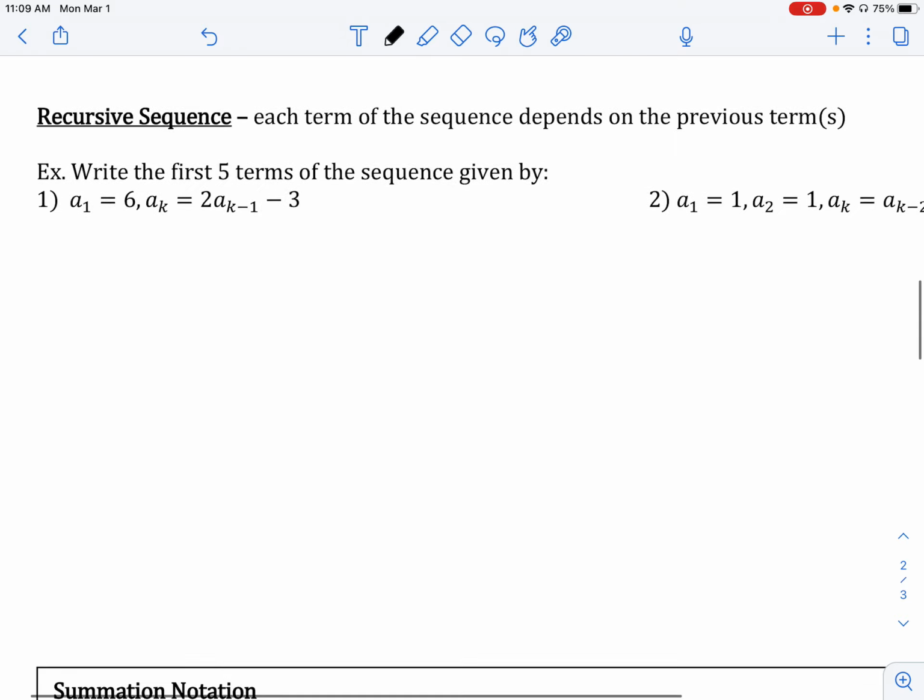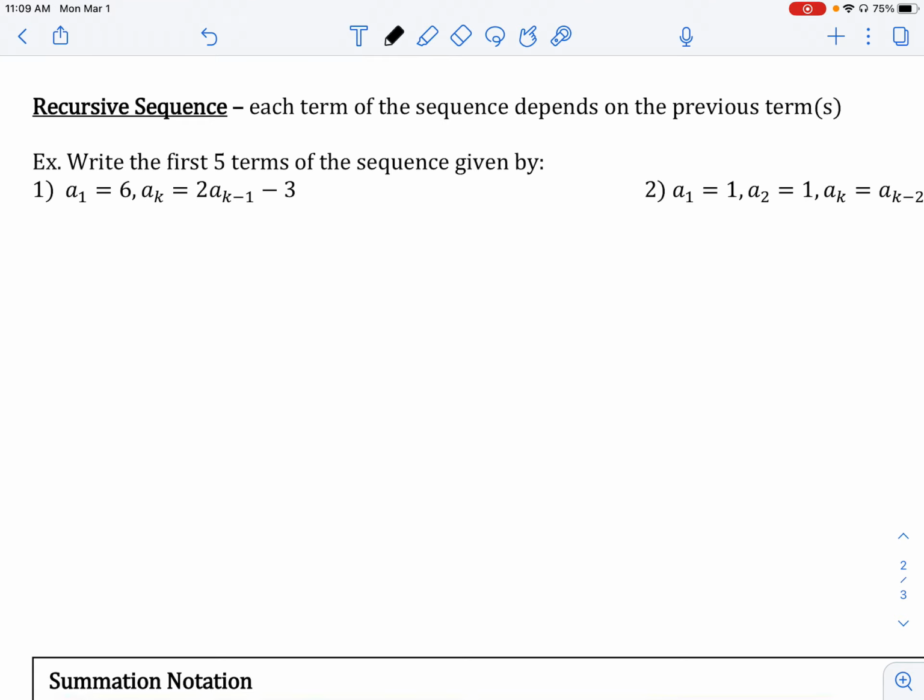So for example, let's take a look at this particular recursive sequence. We're told that the first term is 6. And for every term, the fact that we're using k here, don't let that confuse you. It's the same idea whether we use k or n. So a sub k is simply 2 times, this is a fancy mathematical way of saying the previous term, a sub k minus 1 means the previous term, right? K plus 1 would be the next term. K minus 1 is the previous term. So we're going to do 2 times the previous term, and that entire product minus 3.